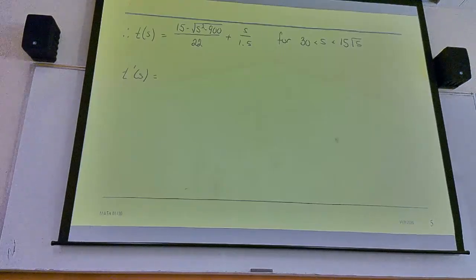T prime. Quotient. Quotient. Well, that could be a constant multiple of 1 over 22. I would not be using quotient rule here.